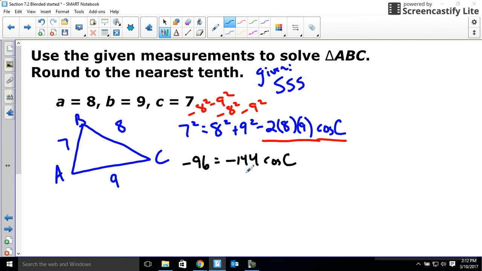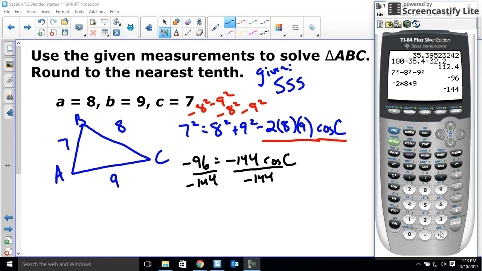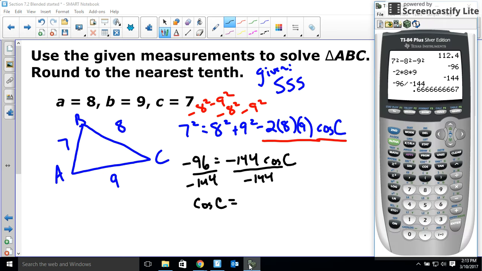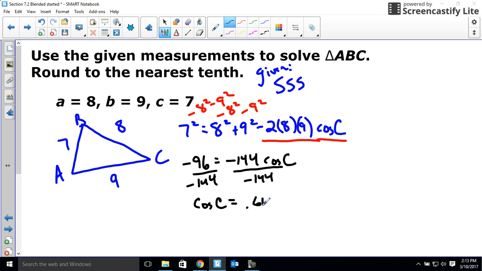Again, I'm trying to solve this for the cosine of C, so I'm going to divide through by that negative 144. And when I do that, it's important to keep the negatives in there. I have negative 96 divided by negative 144, and that gives me this decimal. That decimal is the cosine of C. Now, it was a decimal of 0.666 repeated, and I'll just carry that on. I put a little line above that, whatever I want to do.